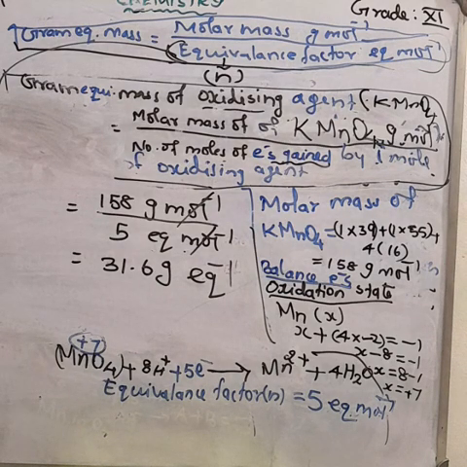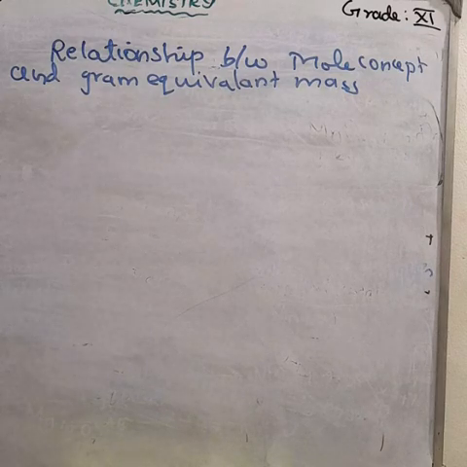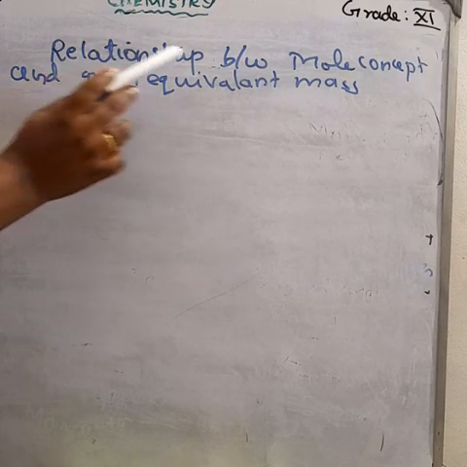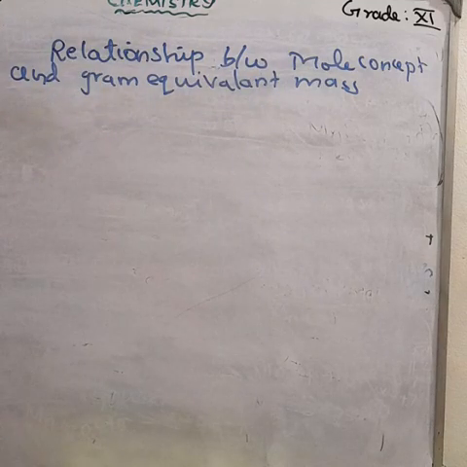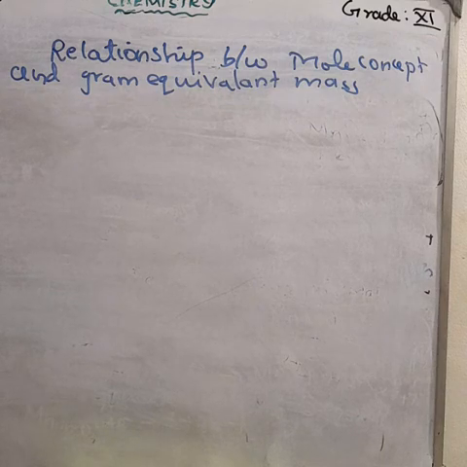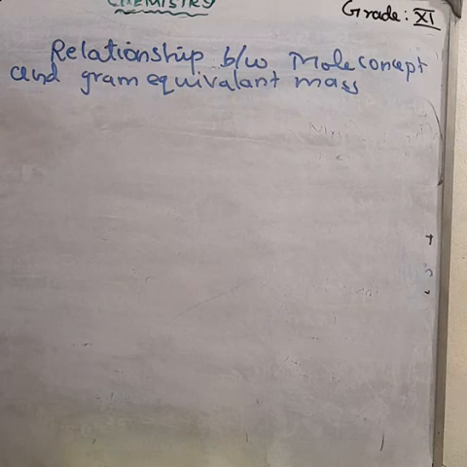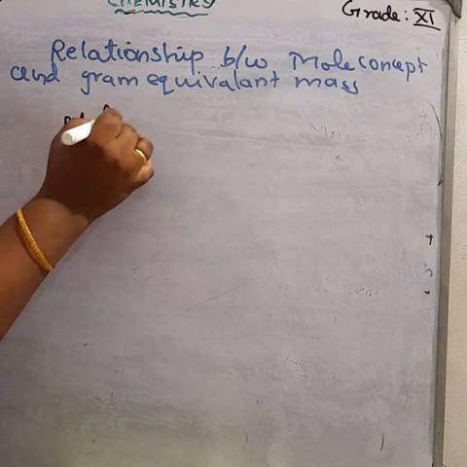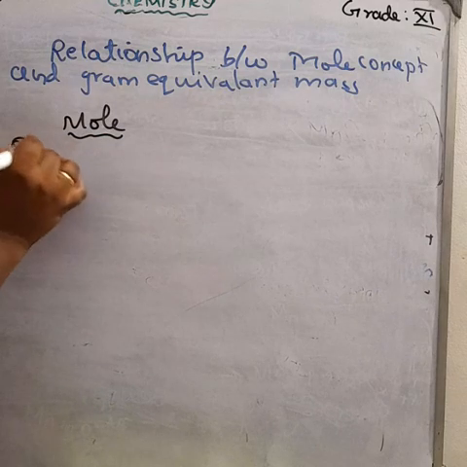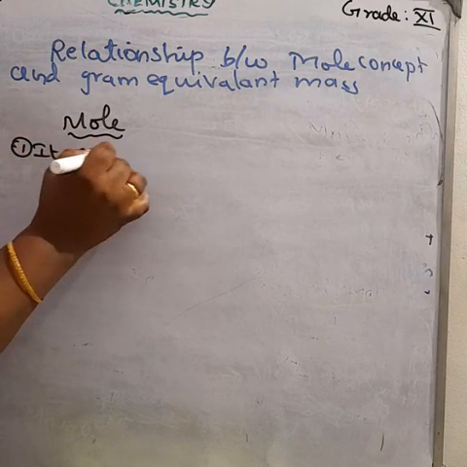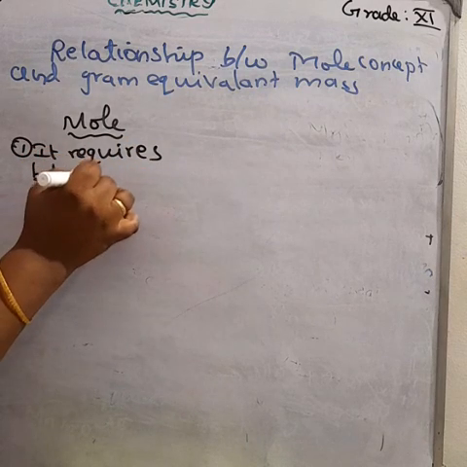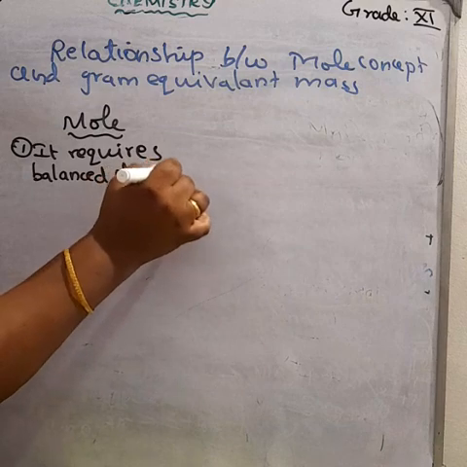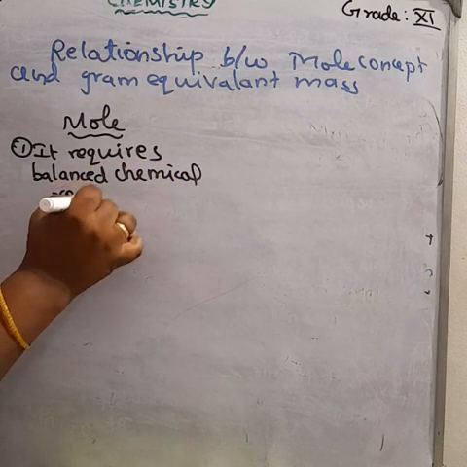Understood? Friends, now we are going to study the relationship between the gram equivalent mass concept and the mole concept. What is the relationship between the mole concept and the gram equivalent mass concept? According to the mole concept, it requires the balanced chemical reaction to find out the amount of reactant involved in the chemical reaction. So the mole concept requires the balanced chemical reaction.